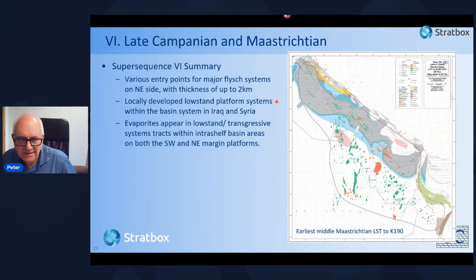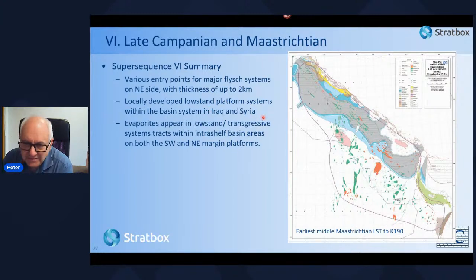Supersequence 6, this is late Campanian, Maastrichtian. We also see various points of entry to the basin of major flysch systems, so clastic systems here, sometimes up to 2 kilometers thick. So this is the time when the collision is really getting going, the convergence is really getting going. And there are local low stand carbonate platform systems within the basin systems, and these seem to have a significant reservoir quality in Iraq and also eastern Syria.